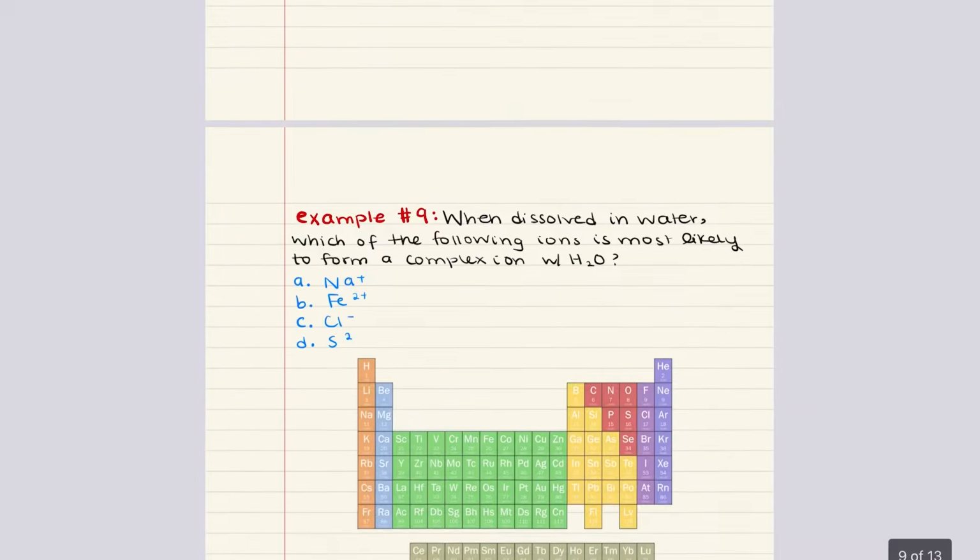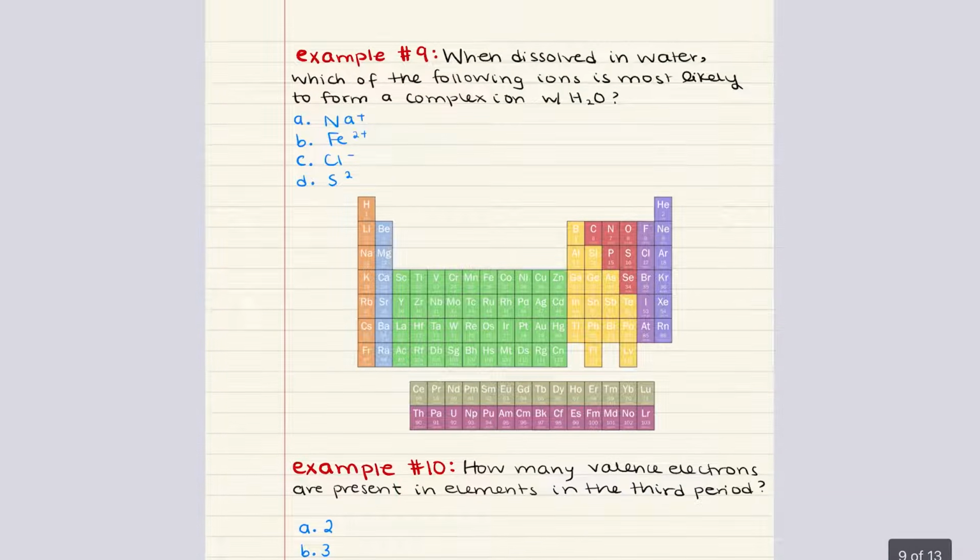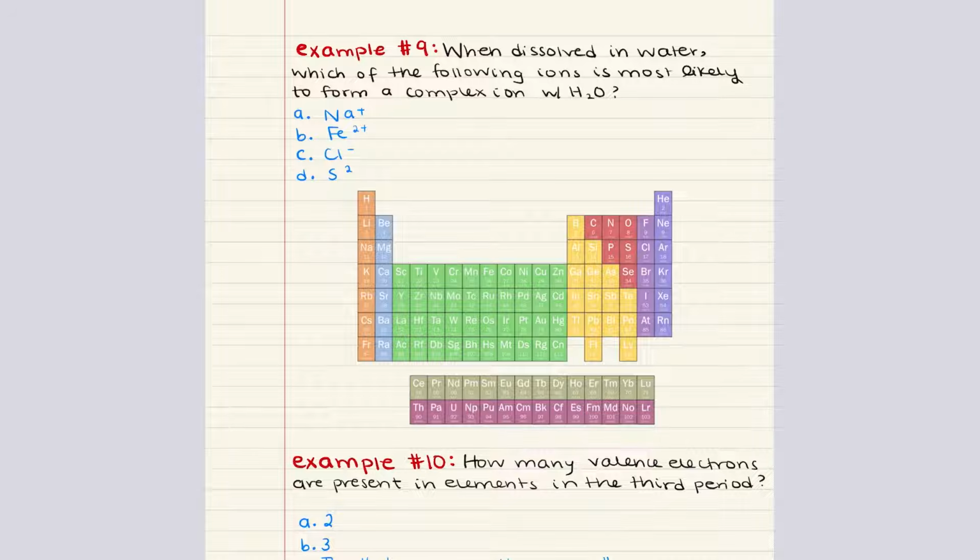Now we can transition into problem 9. Problem 9 asks, when dissolved in water, which of the following ions is most likely to form a complex ion with water?